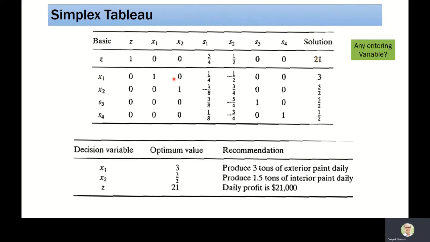What is the value of X1? Looking at the last column, 3. What is the value of X2? Looking at the last column, 3 by 2. And similarly, S3 and S4 values are given. So the decision variables X1, X2 optimum values and Z value are given. You remember that when we solved the ready mix problem using the graphical method, we got the same solution as we found by the simplex method.